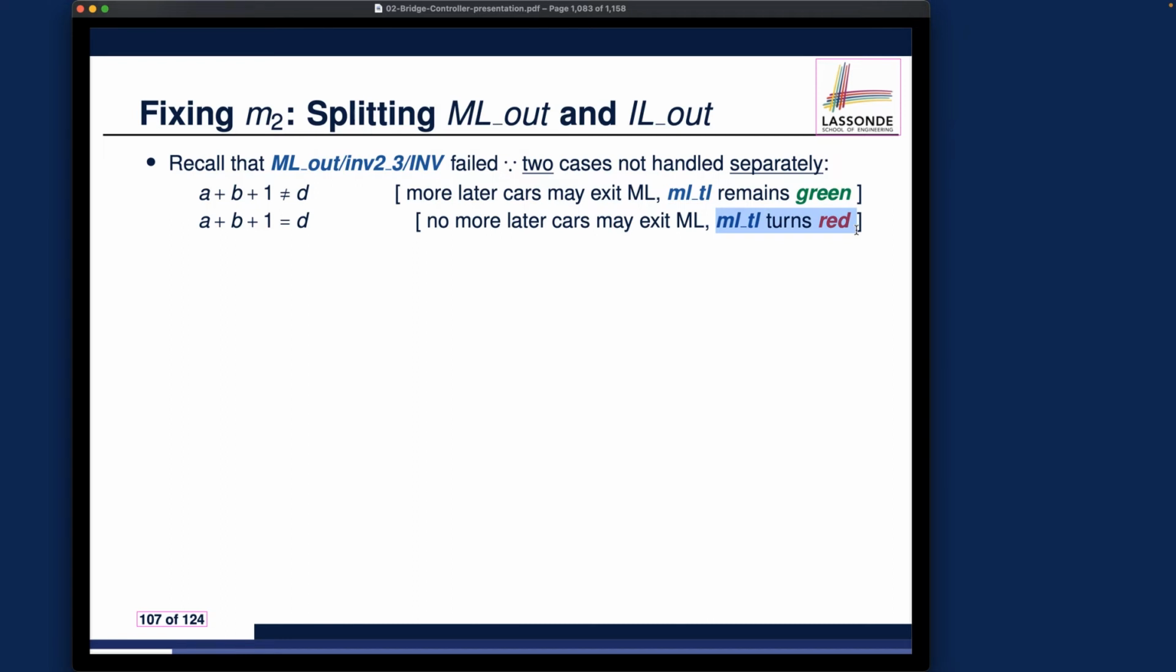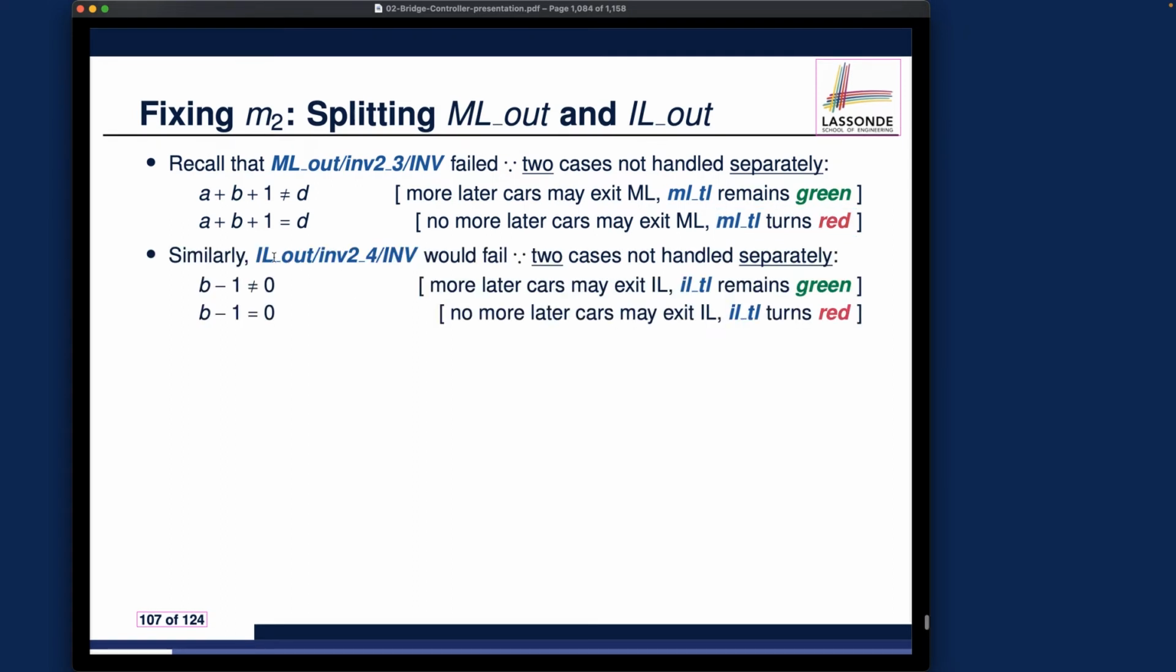Symmetrically or analogously, after you do the exercise for IO out and also invariant 2-4, both to specify it and also to prove it, you will see some unprovable sequent that will give you similar hints. Let me just give you some guidance over here. The hints should be about after the car. Remember, IO out is really about some car going out of the island.